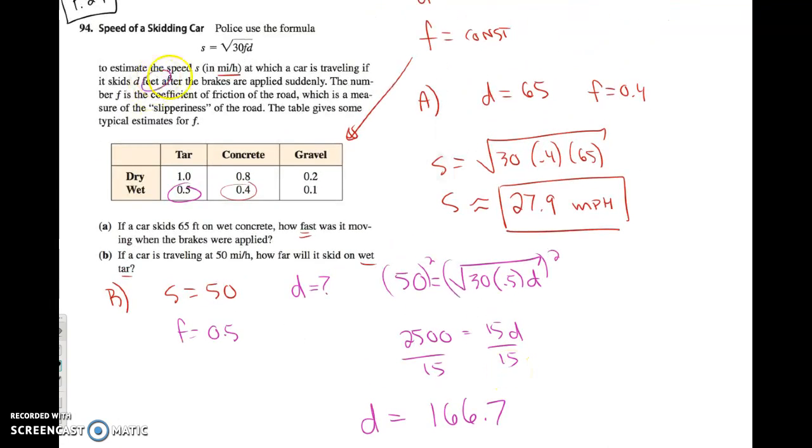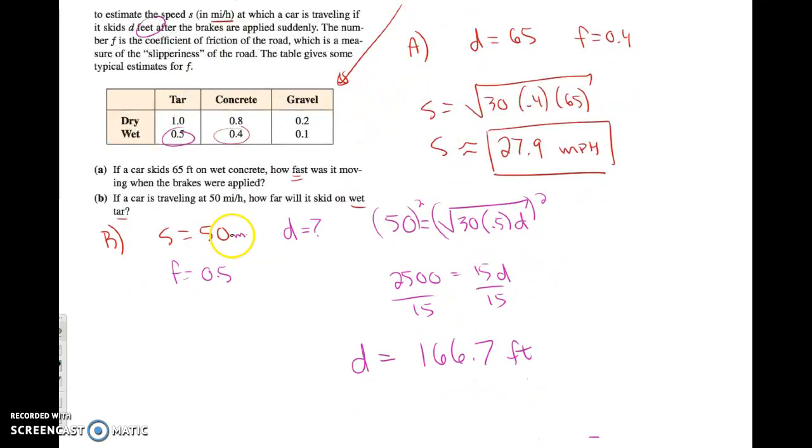Those are measured in feet. So if you're traveling 50 miles per hour on wet tar, you can expect that it would take you about 166.7 feet to stop. Good little problem, but give it a shot. If you would have plugged these numbers in, I think you would have seen that it wasn't too bad.